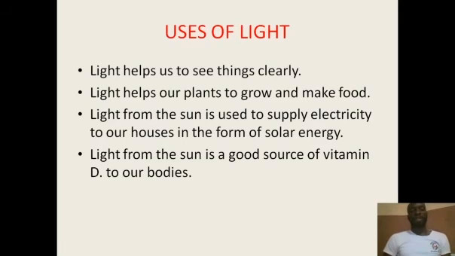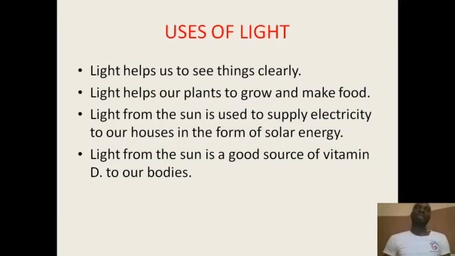Uses of light. This is where we will end our lesson today, but you have to note these uses of light very well. What are the uses of light? You can tell me. Light makes you see in the night. You use your light to find a lot of things. You use your light to make your picture clearer.